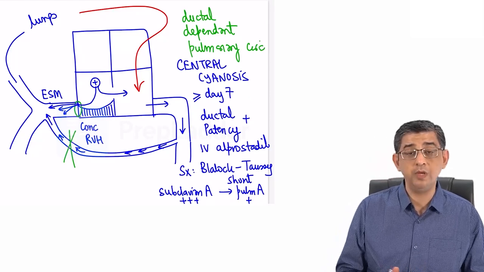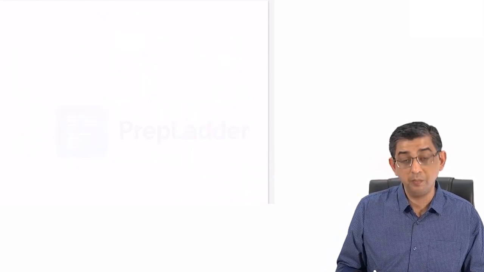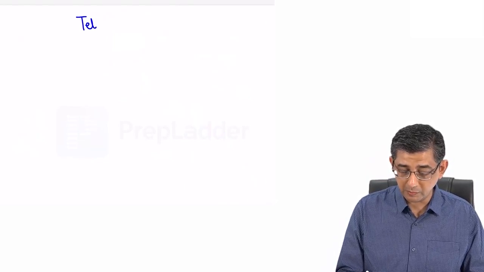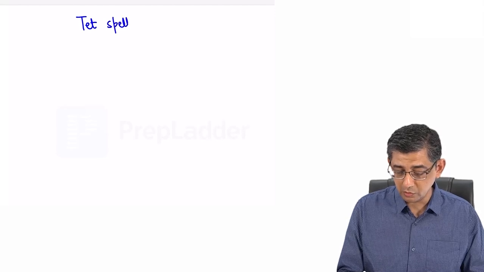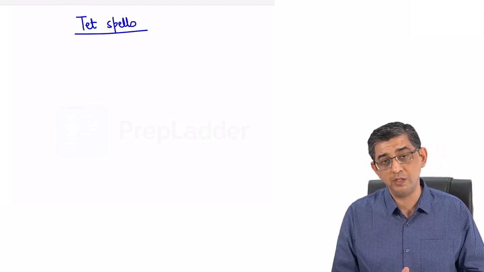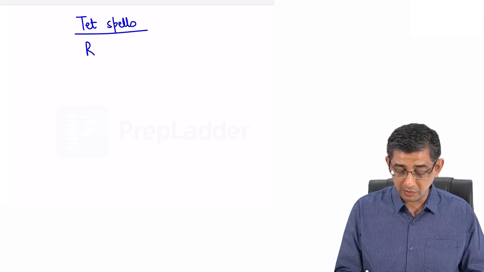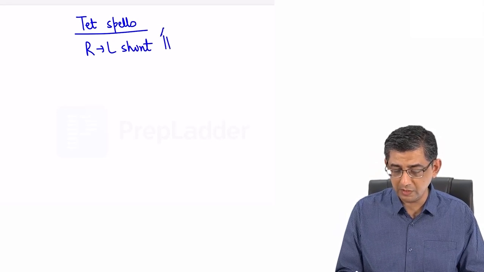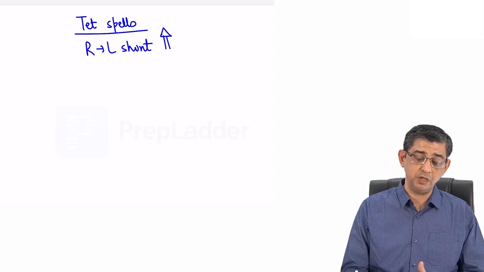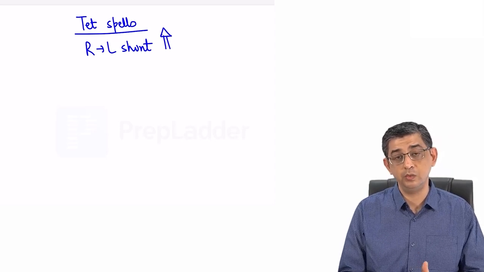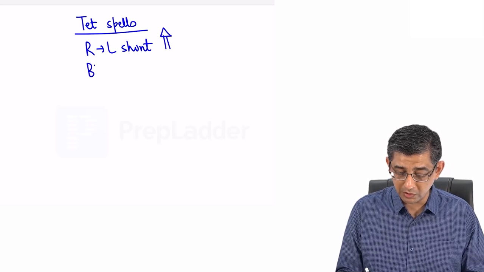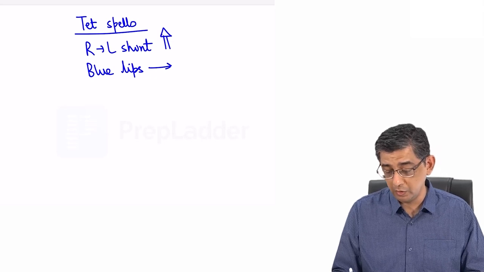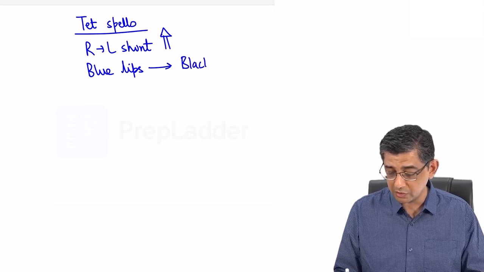Additional features that can be asked for this particular topic, and I'll come back to this diagram in a while, is development of TET spells. Very surprising term. TET spells can also be called hypercyanotic spells. In these hypercyanotic spells, the right to left shunting will increase, and you can very well understand, if more desaturated blood goes into the systemic circulation, the cyanosis of the child will increase so much that the lips of the child, which are already blue, might even look black to you. I said an extreme thing.